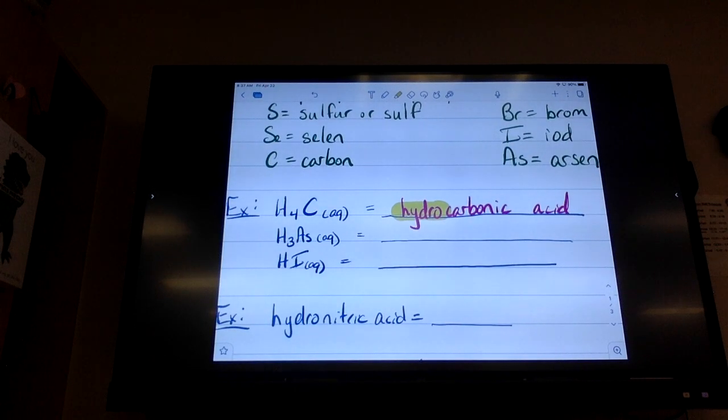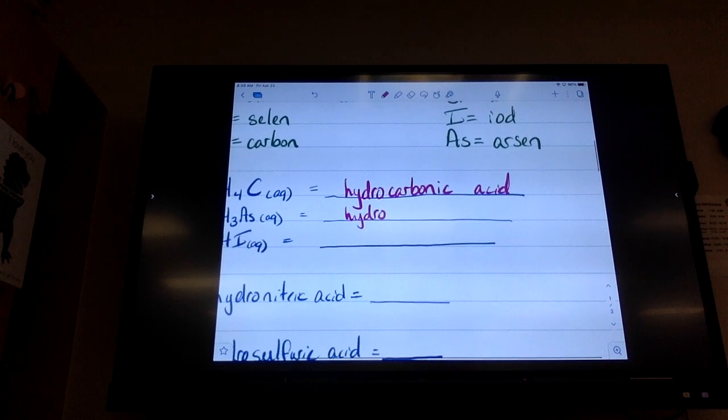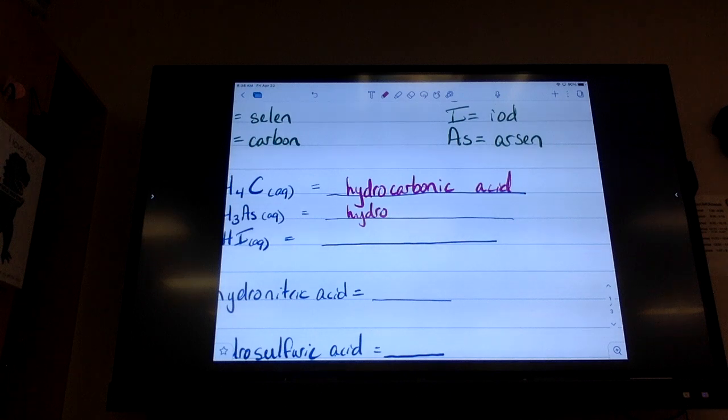All right. H3AS, there's only 2 elements, so it has to start with hydro. AS is arsen. So you're going to write the stem correctly: arsen, ic, acid. Hydroarsenic acid. Try the next one on your own.